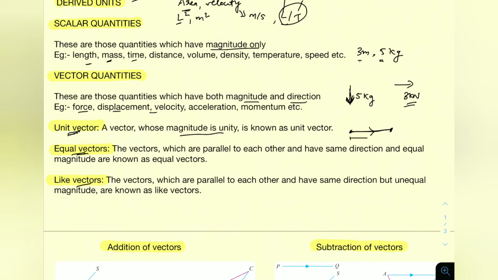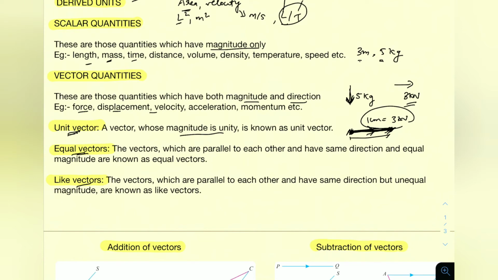We draw this to some scale, like 1 centimeter is equal to 3 kilonewton. So this dimension, this distance, will represent the magnitude of the vector, and the arrow mark will represent the direction of the vector. So this will be the representation of a vector quantity.